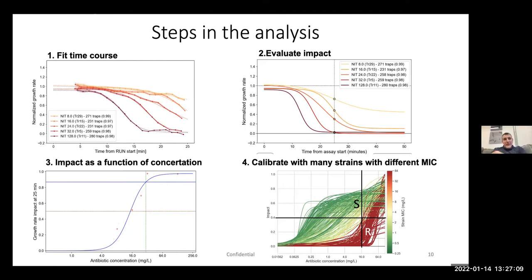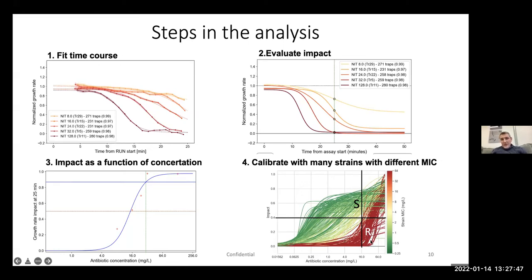Of course, we need to calibrate these impacts for a number of isolates with different MIC values, so different, say, resistance to the antibiotic. And that's what you see here. Different curves correspond to different isolates with different MIC values, and the MIC values are those on the color scale here. So green means it's susceptible and it responds at a low concentration, and red means resistant, and it needs very high concentration to respond.